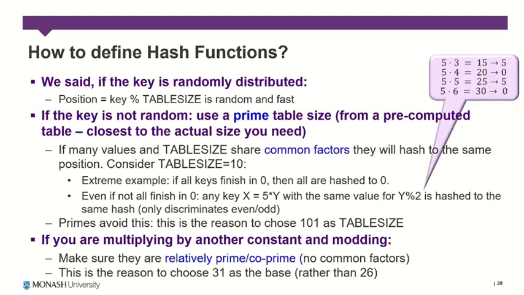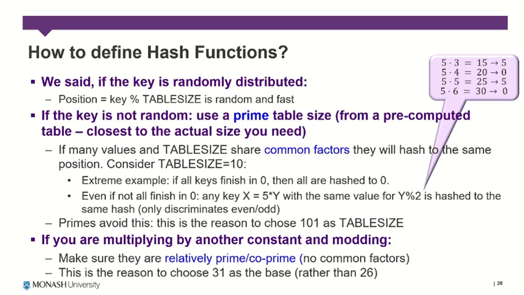So for example, if we have this table, you can see that there's a couple of examples like 5 times 3, 5 times 5, they all still go to the same hash position 5. So it only discriminates basically between odd and even. It doesn't really give you anything other than that. So it's important that we avoid common factors so that we don't have this issue.